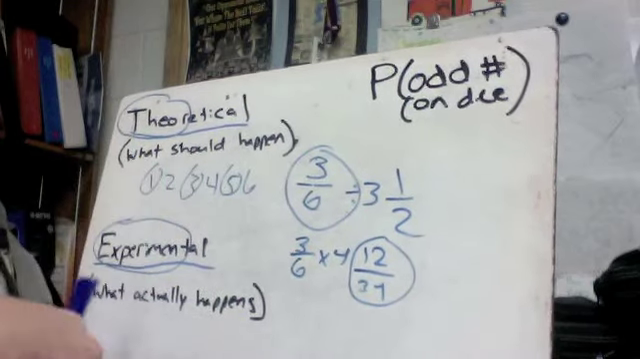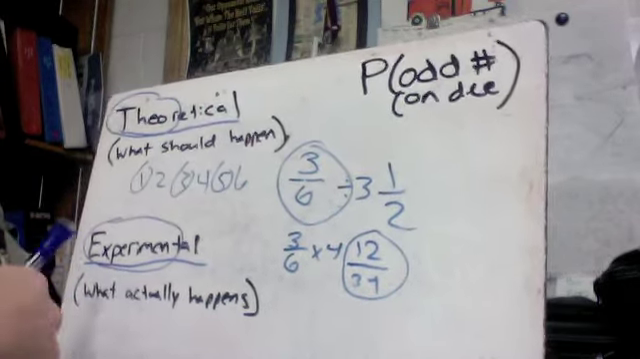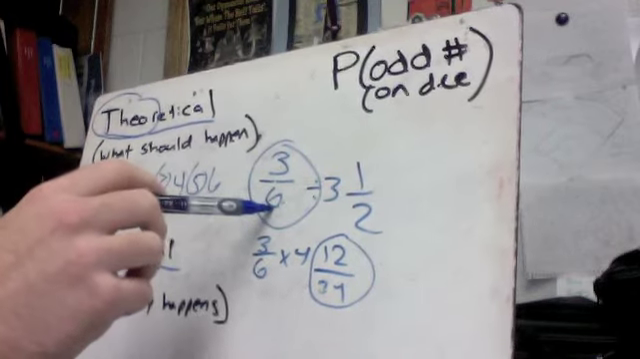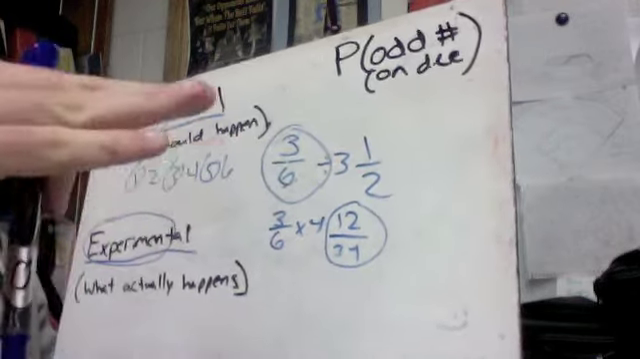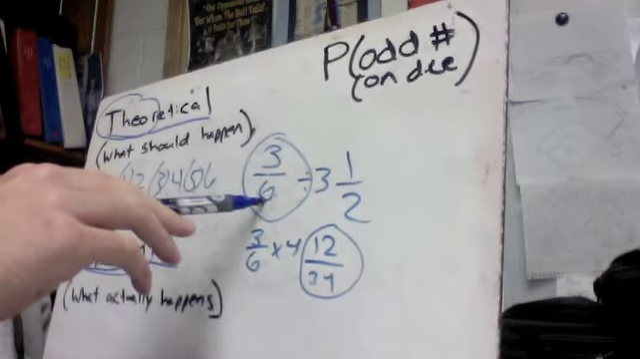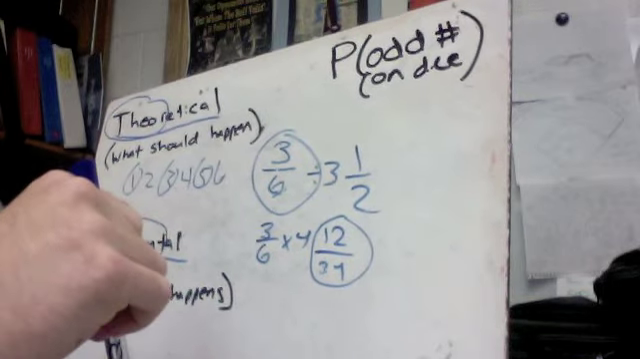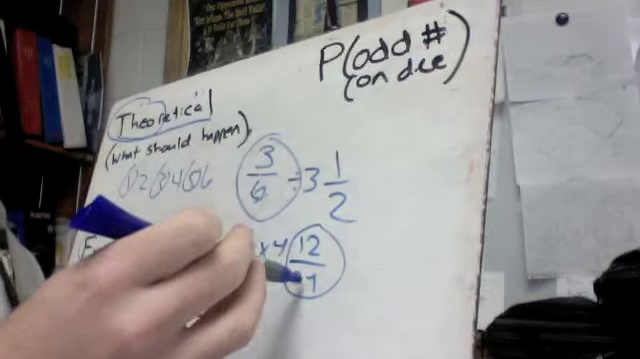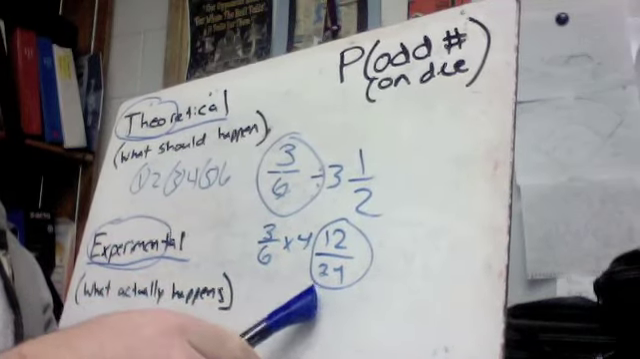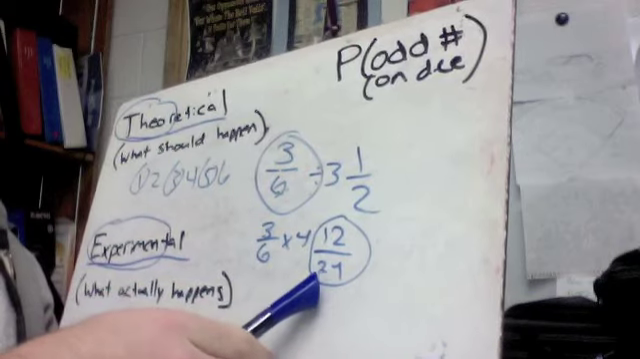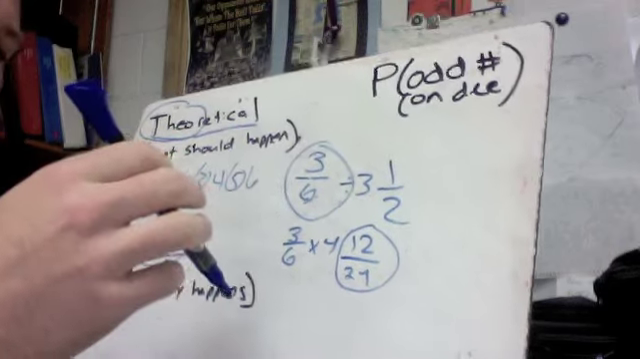Now the difference is the experimental probability. It is possible that I roll a dice 6 times and I don't get any odd numbers. It's possible that I roll a dice 6 times and I get all odd numbers. It's even possible for me to roll a dice 24 times and get all odd numbers. Roll a dice 24 times and get no odd numbers.